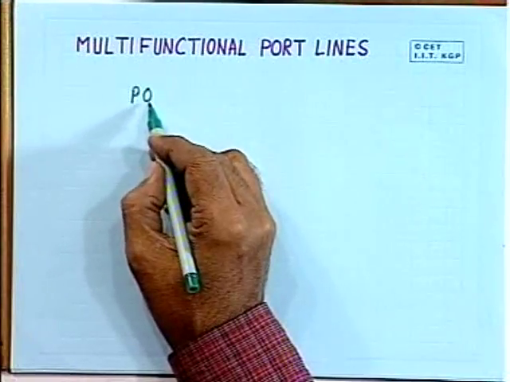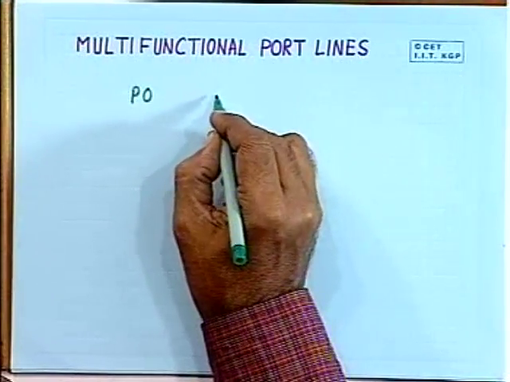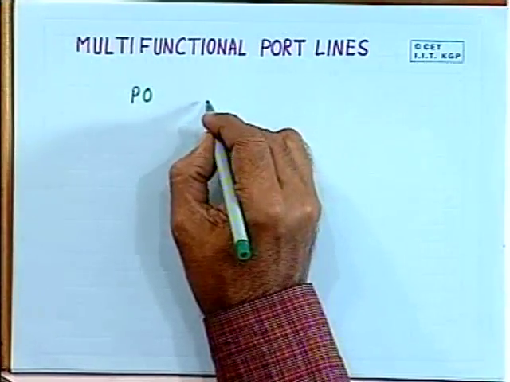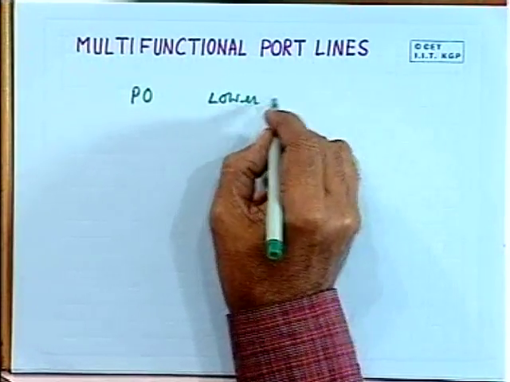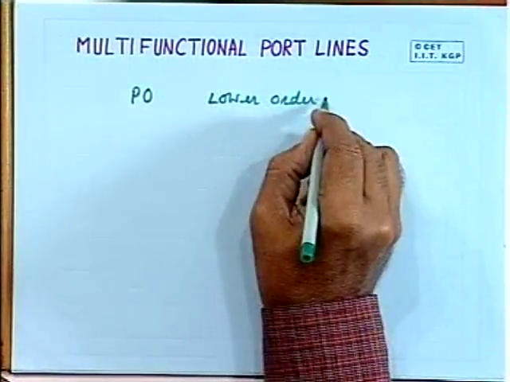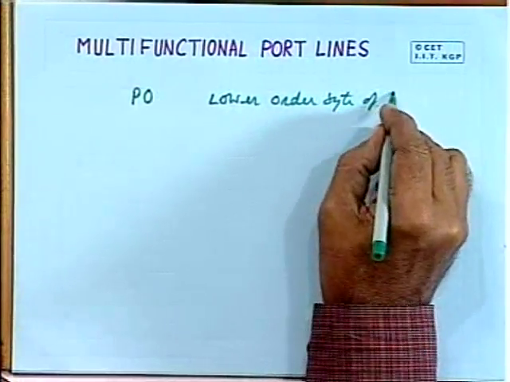However, whenever that external address pin is grounded, then this port 0 provides you the lower order byte of address.